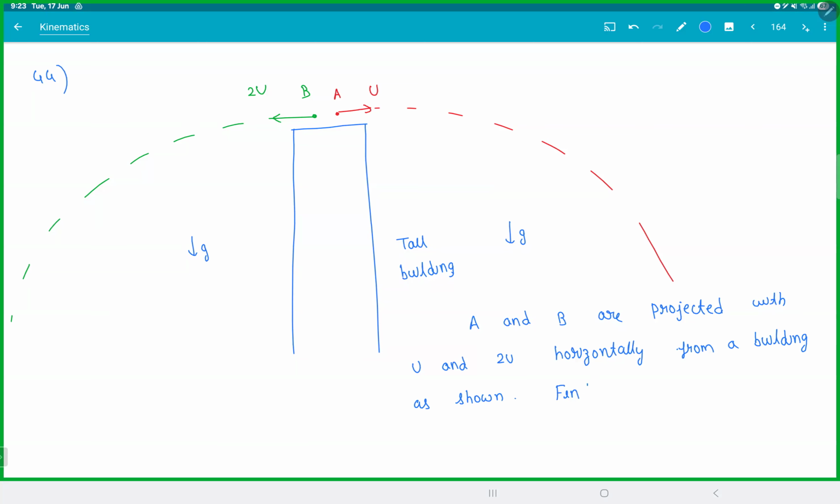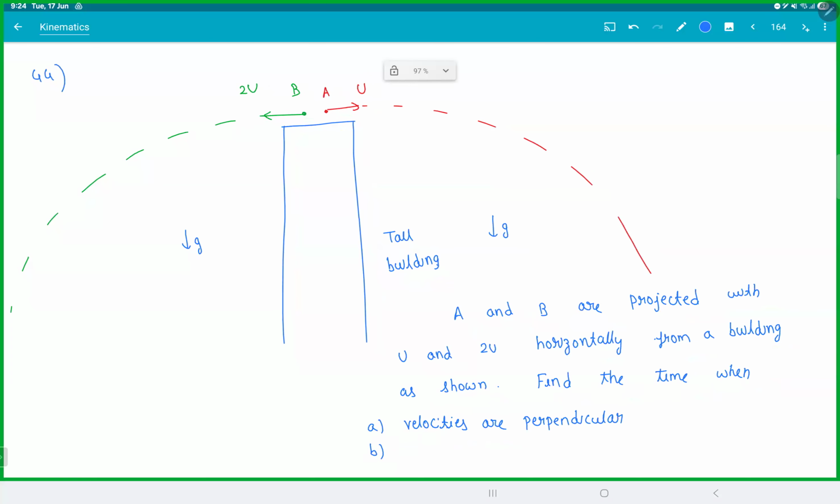Find the time when, first question, velocities are perpendicular. So velocity of A must become perpendicular to velocity of B. Second question, when displacements are perpendicular. So displacement of A must become perpendicular to displacement of B. There, two questions.